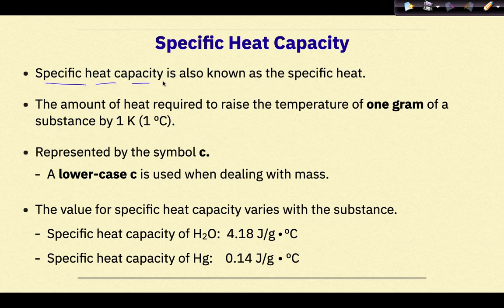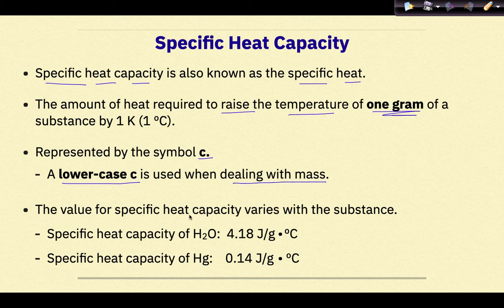Specific heat capacity is also known as just specific heat. Specific heat is defined as the amount of heat required to raise the temperature of 1 gram of a substance by 1 Kelvin or 1 degree Celsius. Specific heat capacity is represented by the symbol little c. A lowercase c is used when dealing with mass.